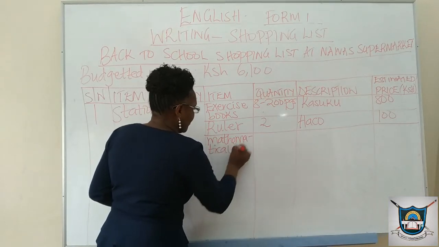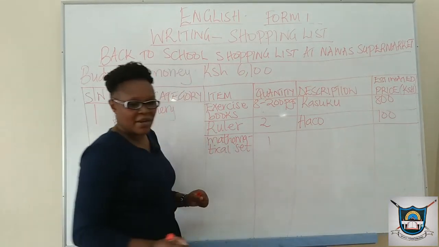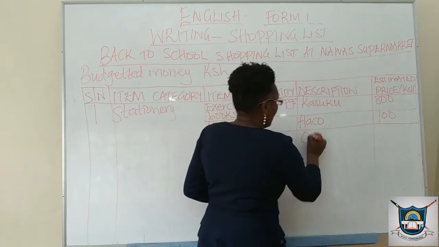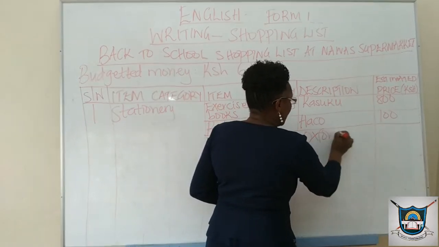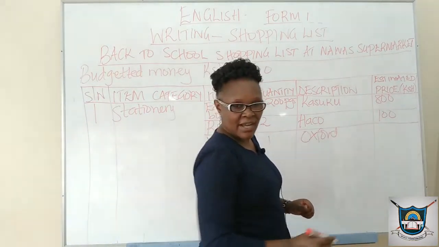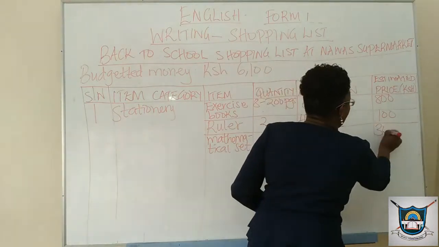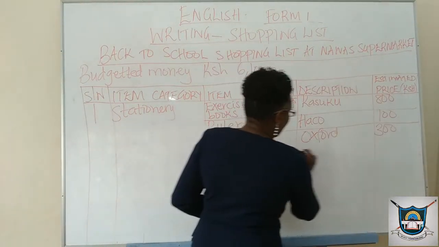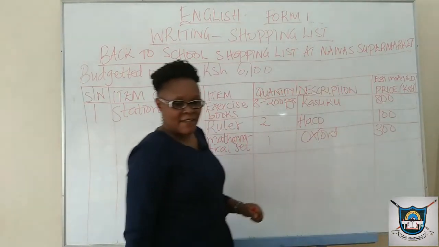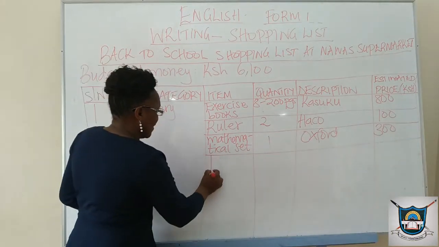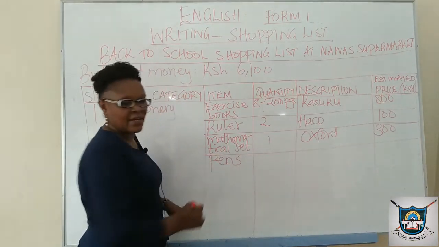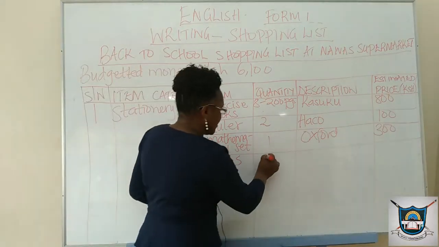Mathematical set. We are going to buy one Oxford. Description, you describe. We are going to buy an Oxford at a cost of 300. Then we are going to buy some pens. And how many do we need? Let's say we need 10.